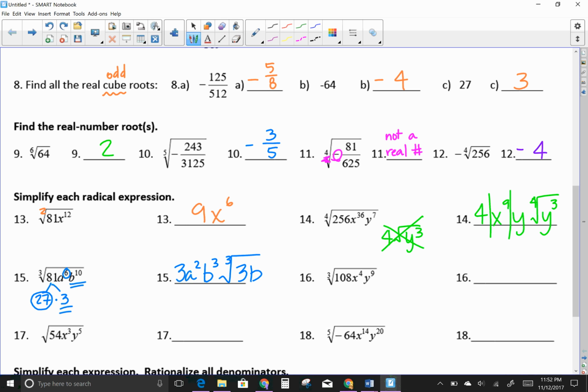Now, if we need to check that, okay? 3 goes into 6 2 times, so we're clear. 3 goes into 10 3 times with 1 left over, so that's why there's 1 here. 27, the cube root of 27, the 3 is on the outside. This 3 is left on the inside.